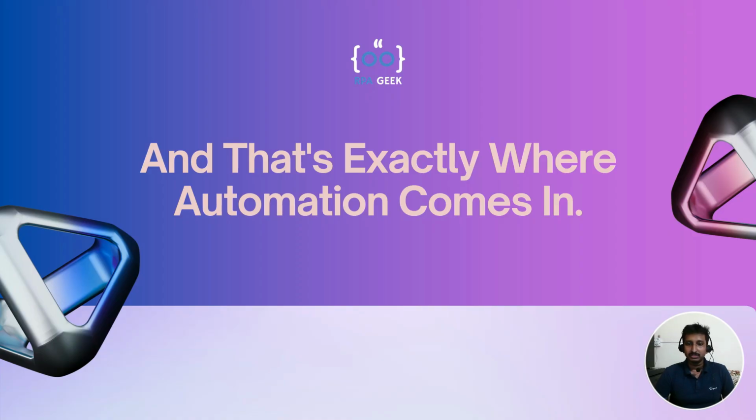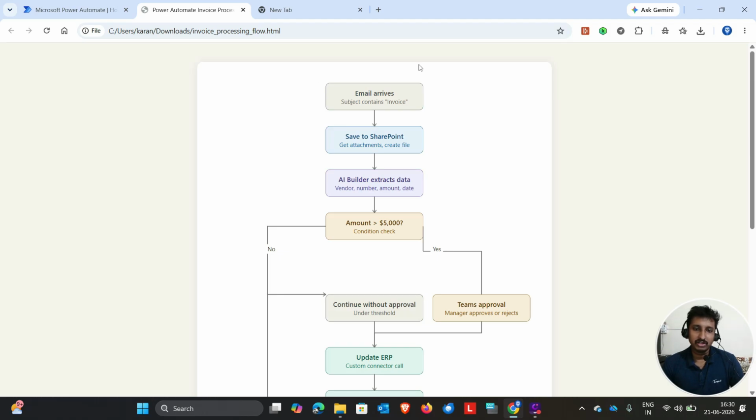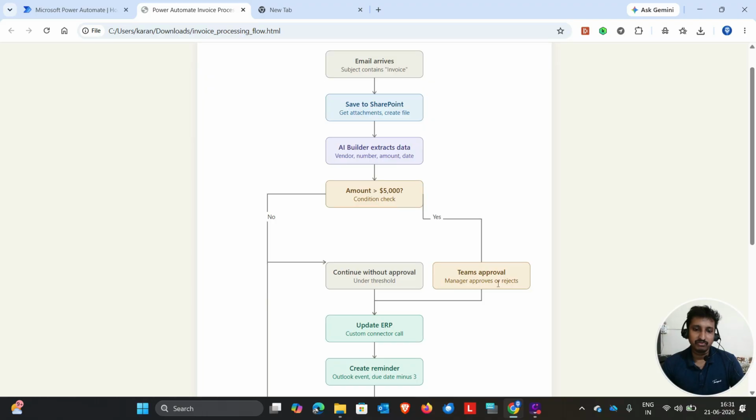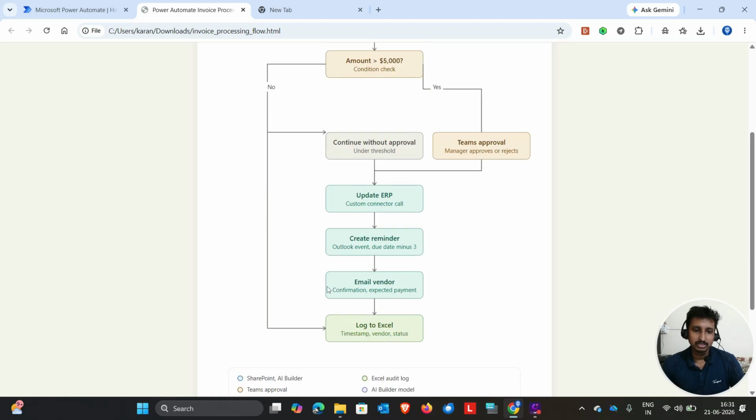And that's exactly where automation comes in. This is the entire workflow that we are going to build today. Over here we have a trigger: whenever a new email arrives with the subject invoice, this flow will get triggered. After that, if the invoice has any attachment, it will get saved into a SharePoint drive. Then we will also create a custom AI Builder model, which can extract vendor details like vendor name, number, amount, date, etc. After that, we check whether the invoice amount is greater than $5,000. If yes, then approval needs to be taken from the manager. If no, continue without approval. Then update the ERP system, create a reminder, and send an email to the vendors.